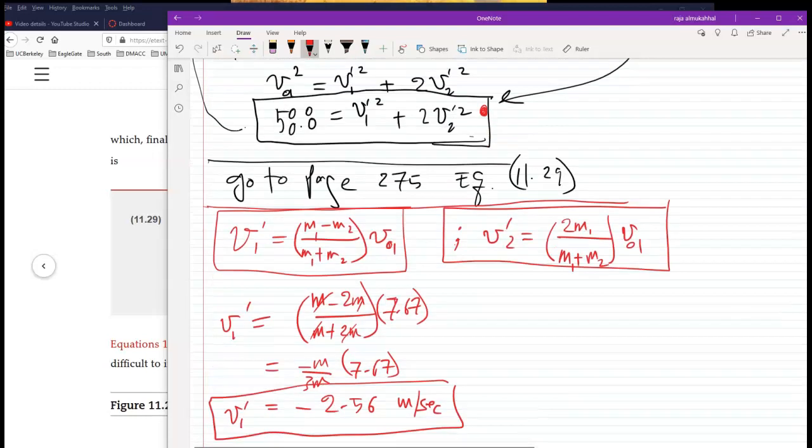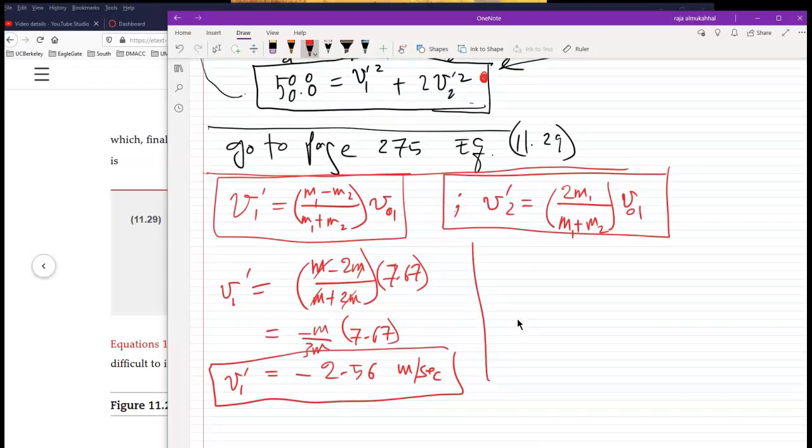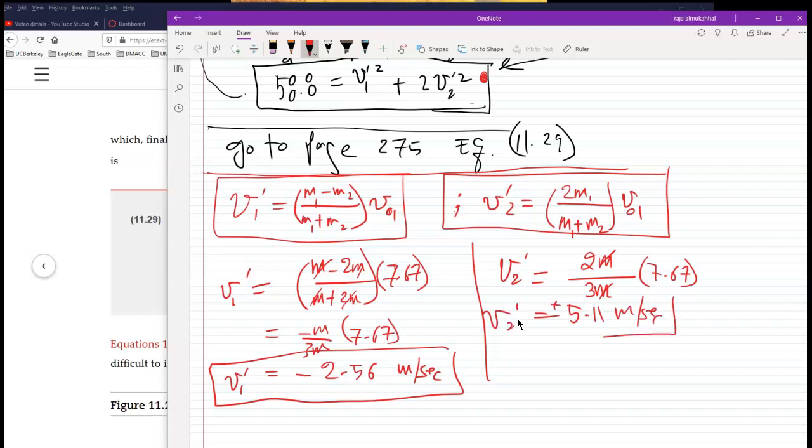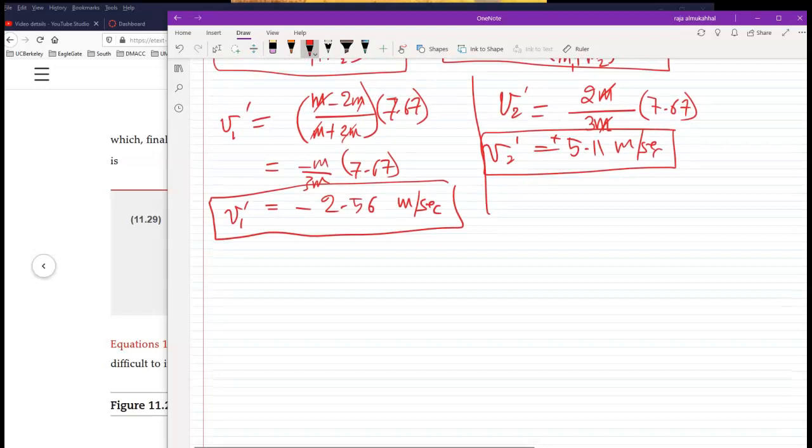Now let me calculate V2 prime, which is 2m over 3m times V naught 1, which is 7.67. The m's cancel out, it becomes 2/3. Let's calculate that: 2 divided by 3 times 7.67. The answer is 5.11, so it's 5.11 meters per second. And it's in the positive direction, which the formula gives us automatically.